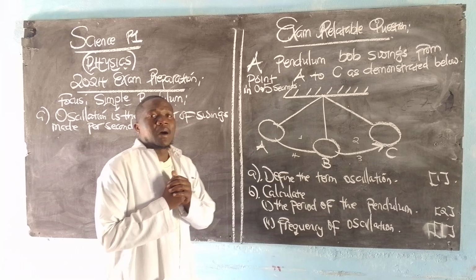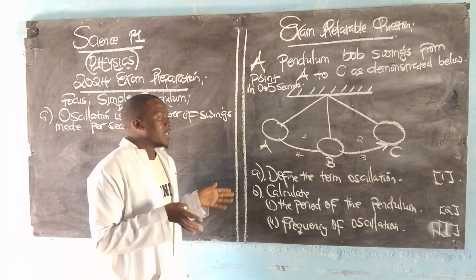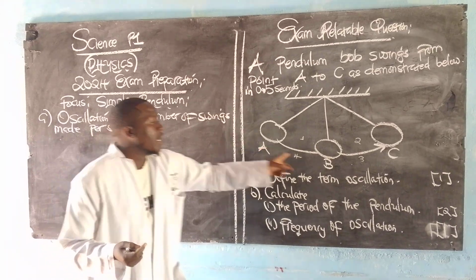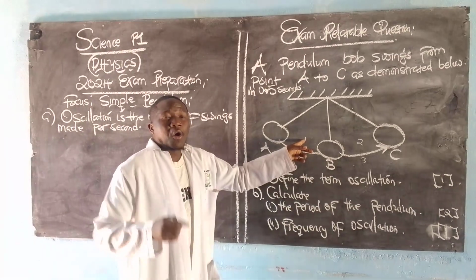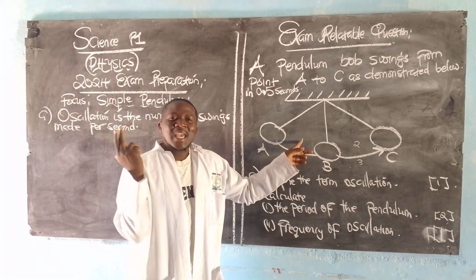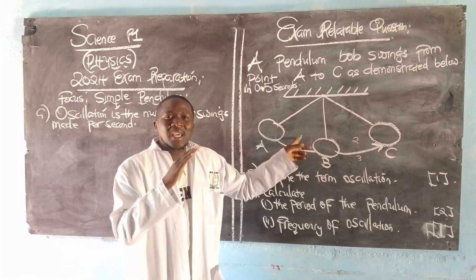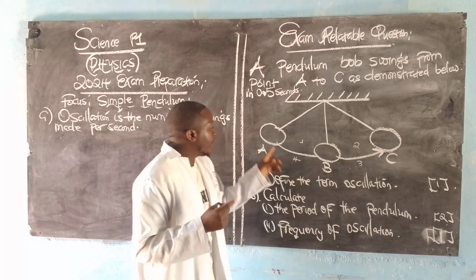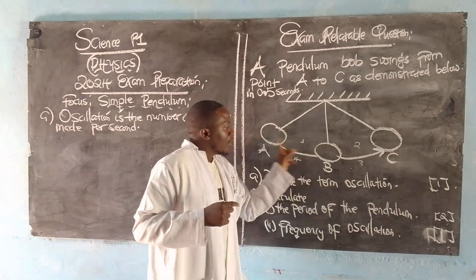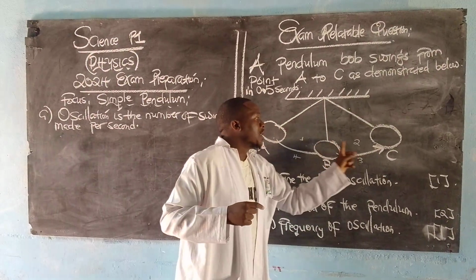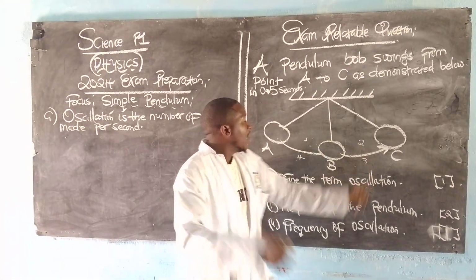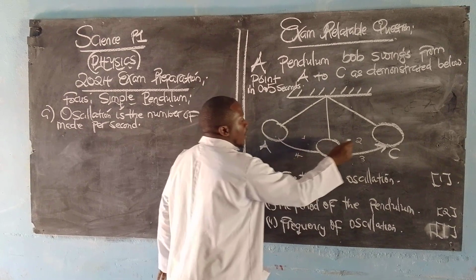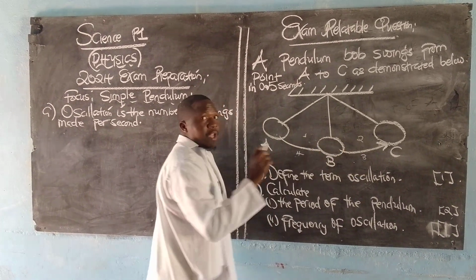Suppose in an exam this is brought, and let's assume they say it moved from A to B. This would be 1 over how many swings does a pendulum bob normally make? It is going to make 1, 2, 3, 4. So you say 1 over 4. If it moves from A to C, it is 1, 2, so it has made 2, so it's 2 over 4. If it moves from A to C back to B, it will move 1, 2, 3, which is 3 over 4.